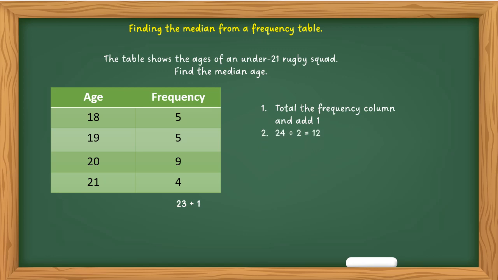Now 24 divided by 2 is 12. So you take that value, 24, you divide it by 2 to get 12, and then what you do is you find the 12th value down from the top of the frequency column. So you start here and you count down 12. So there's 5, 10, and so 12 must be in this row somewhere. So 20 is the median. So you'll see that you follow it down to get the 12th value. The median age is 20. And that's how you find the median.